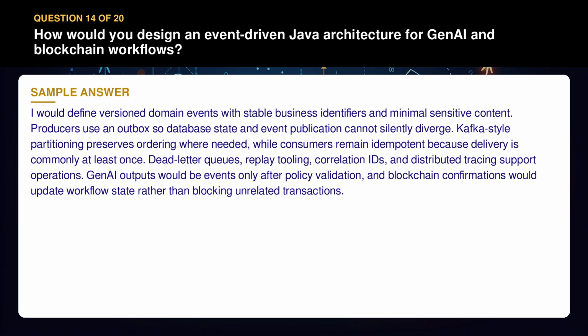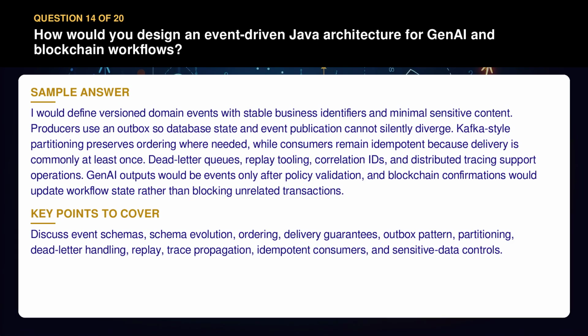Dead letter queues, replay tooling, correlation IDs, and distributed tracing support operations. GenAI outputs would be events only after policy validation, and blockchain confirmations would update workflow state rather than blocking unrelated transactions. Discuss event schemas, schema evolution, ordering, delivery guarantees, outbox pattern, partitioning, dead letter handling, replay, trace propagation, idempotent consumers, and sensitive data controls.